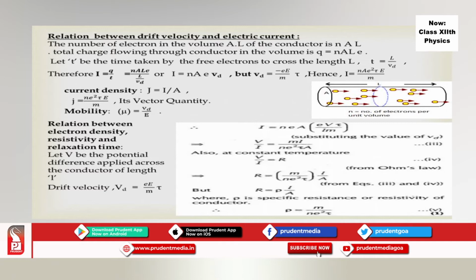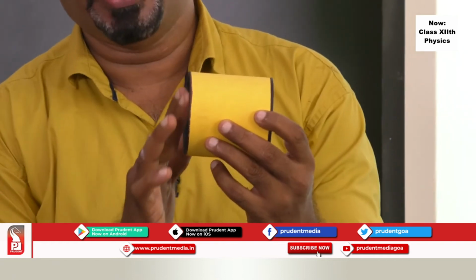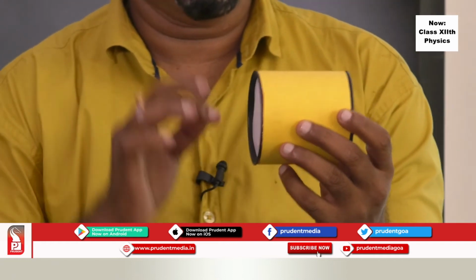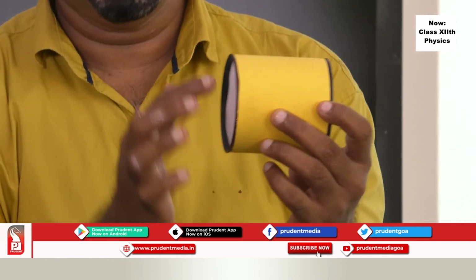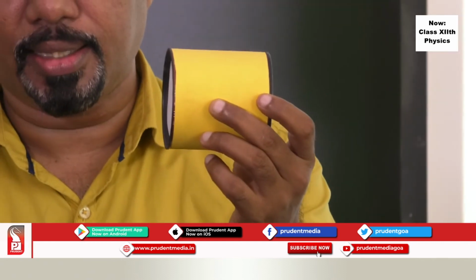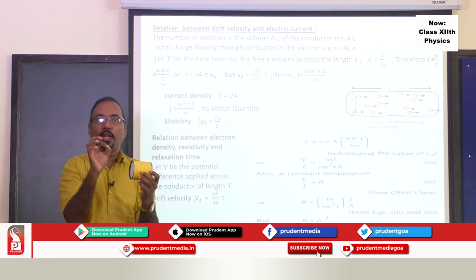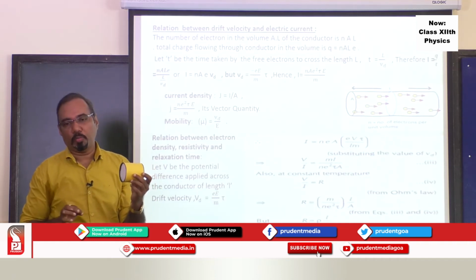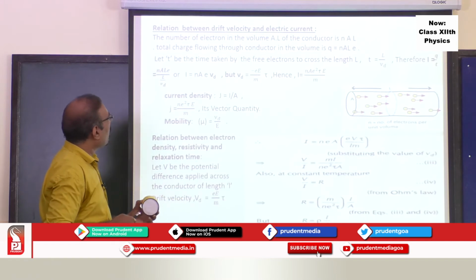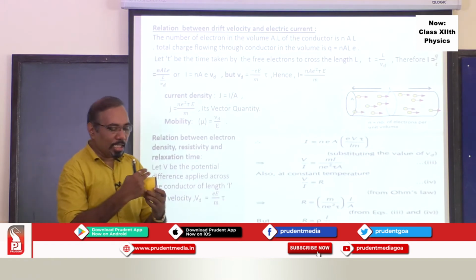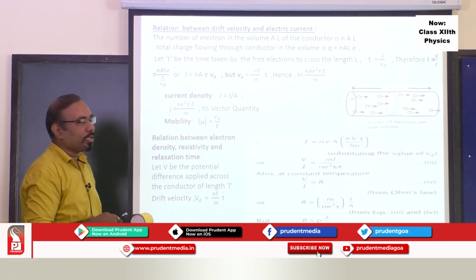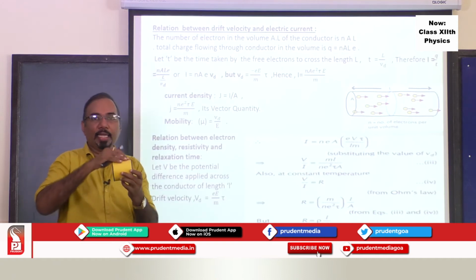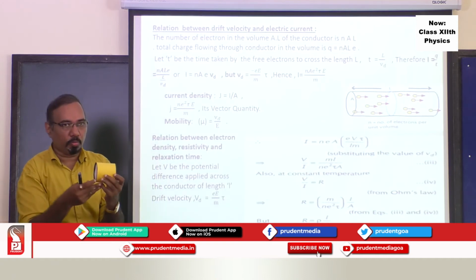Now suppose this is a conductor, a cross section of the conductor. A is the area of the conductor, and L is the length of the conductor. What will be the volume of this conductor? Area into length will be the volume. Now suppose there are n number of electrons per unit volume. Then in this volume AL, there will be nAL electrons.